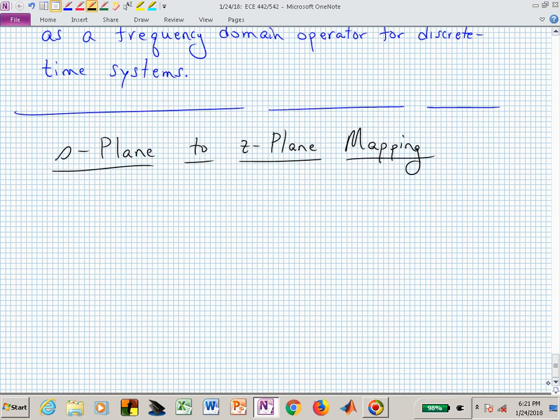So now let's look at this mapping between these two complex planes. We have two complex planes, an S-plane and a Z-plane. Let's just sketch those.